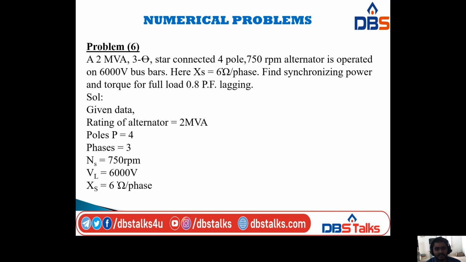So here from the given data we have to calculate the synchronizing power and synchronizing torque for full load 0.8 power factor lagging. I am using the given data, that is the rating of the alternator already given in the problem, that is 2 MVA, and the number of poles P is equal to 4, and it is a 3-phase star connected alternator. That's why I am taking phase is equal to 3, and the connection is star. They have already given the synchronous speed, that is Ns is equal to 750 RPM, and the voltage is equal to 6000 volts.